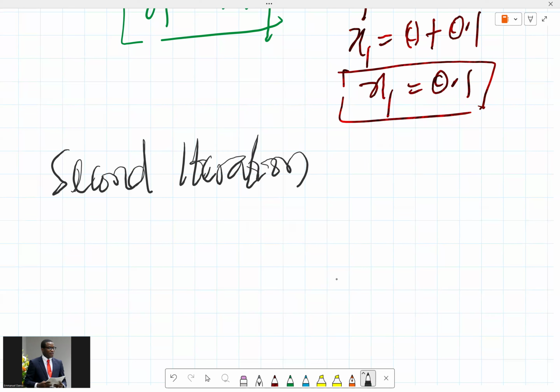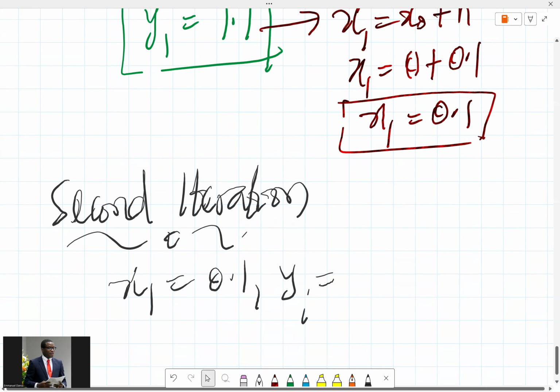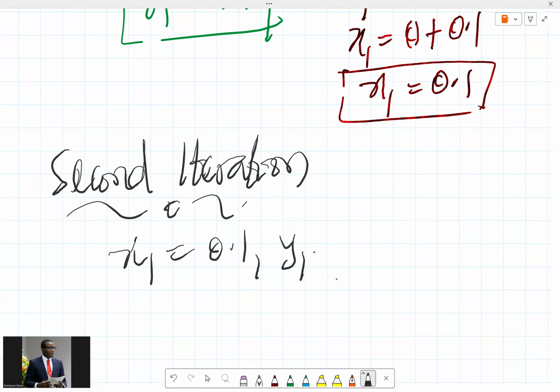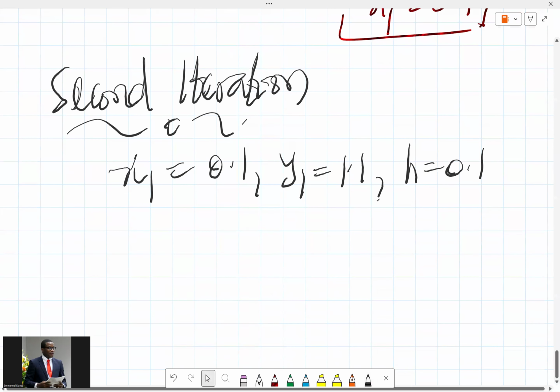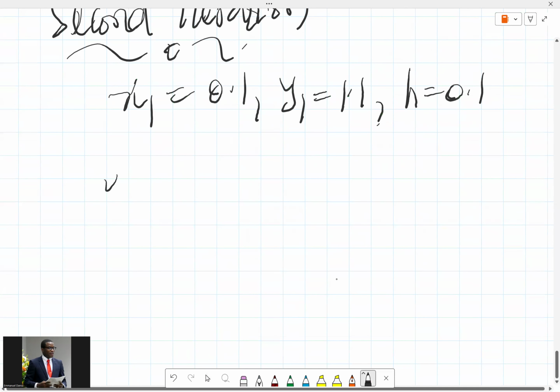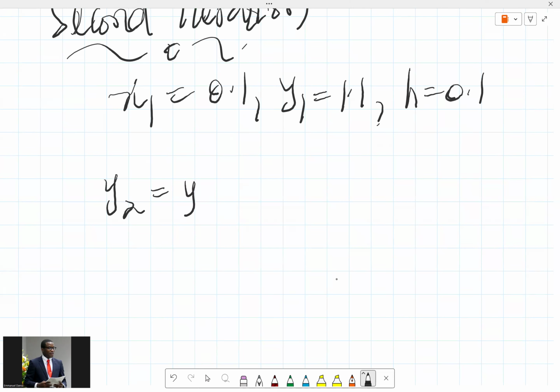So with the second iteration now, we have x1 equal to 0.1 and y1, which we got at the other side, is 1.1. So those will be the values we get there, carried over for the next iteration. Yeah, right. So y1 is 1.1. And don't forget, h doesn't change, it's 0.1. So with that now, we go ahead again. So now we need y2. y2 now is going to be equal to y1 plus h into f of x1, y1, which is x1 plus y1, because that's the definition of the function itself.